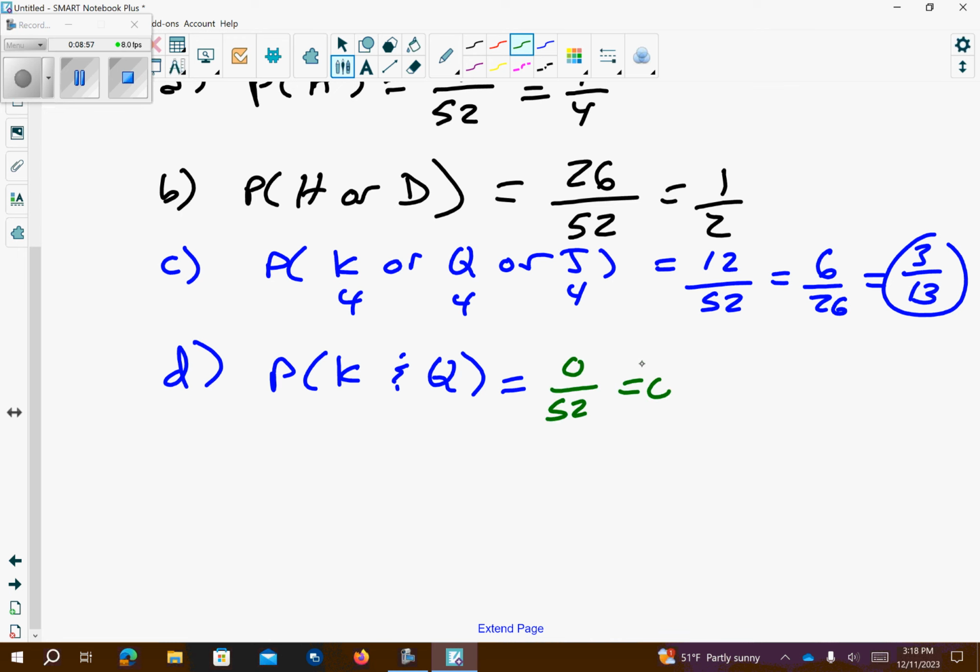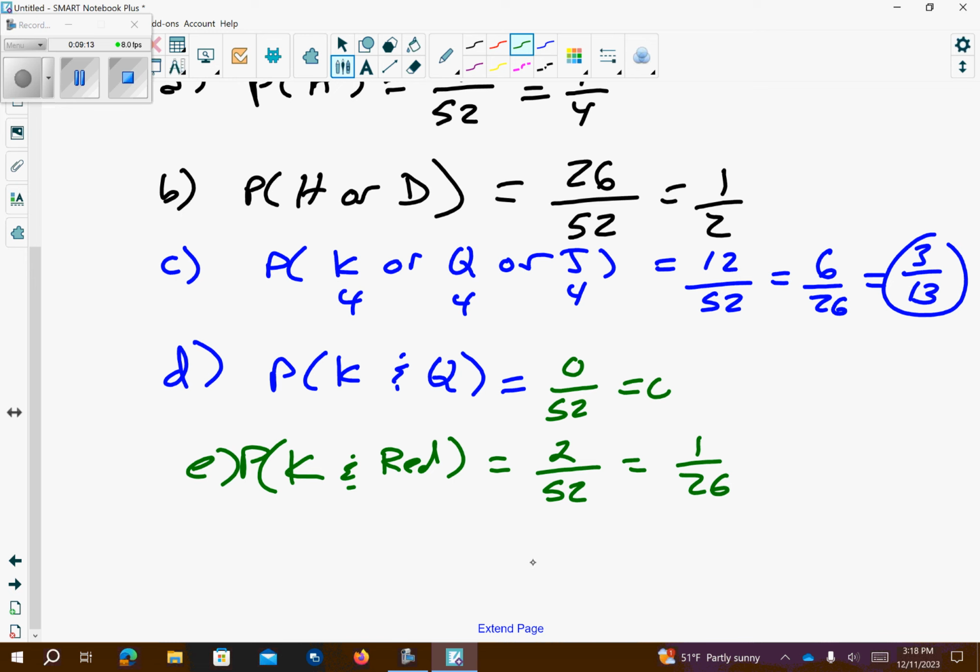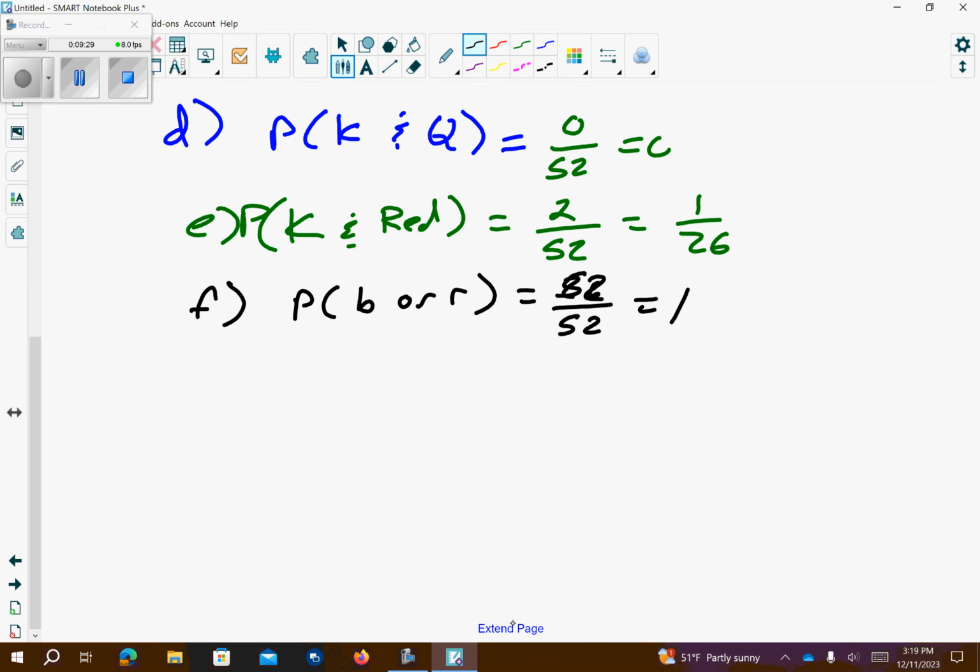which is 0. E, getting a king and red. Okay, so how many red kings are there? There's 2, so you have 2 out of 52, so that's 1 out of 26. F, probability of getting black or red. So that's going to be all the cards, 52 out of 52, which is 1, 100% of the time.